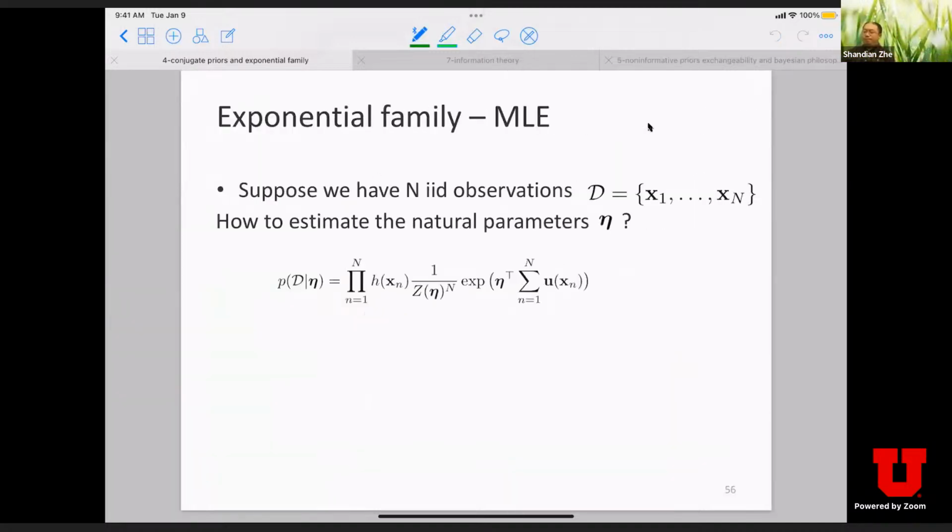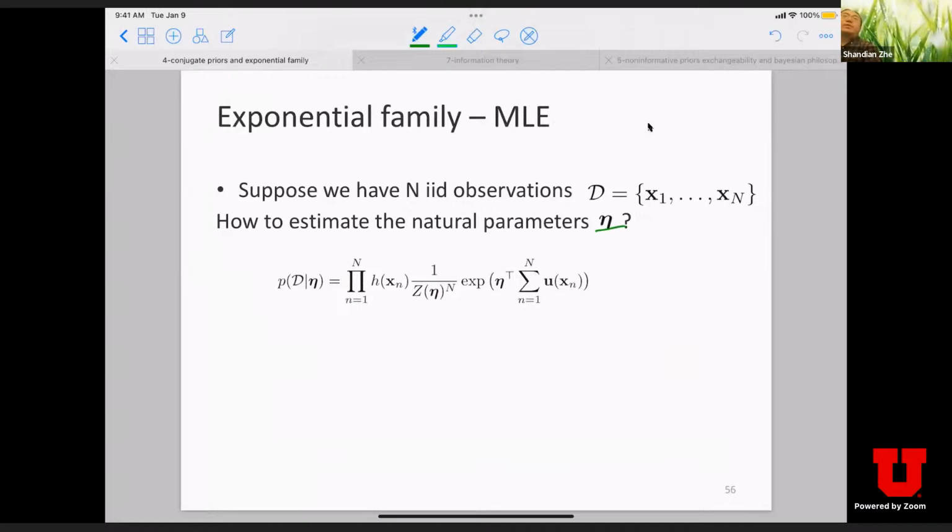So now let us consider the exponential family. Suppose we have observed a set of IID observations. How can we do the estimation of the natural parameters? Suppose we have observed n IID observations x1 to xn. How do we estimate the natural parameter eta?